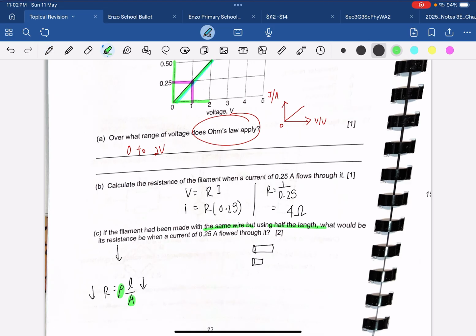You realize they are using the same current, so they're trying to link it up. So the resistance over here is this much, and you drop by half the length, so the resistance should be 2 ohms. You halve it. Half the length, you halve it.